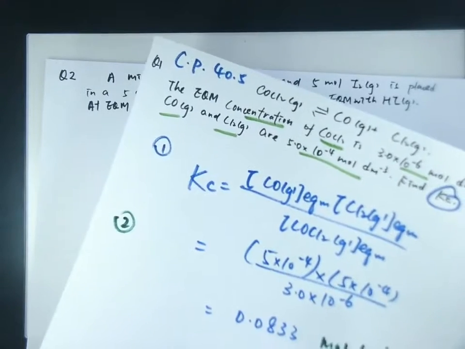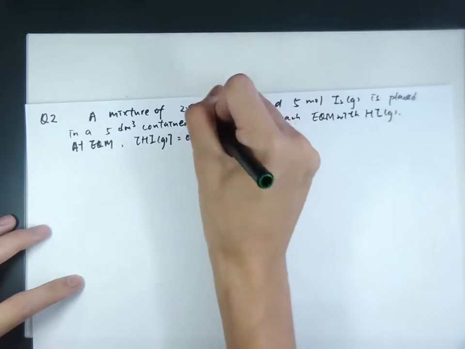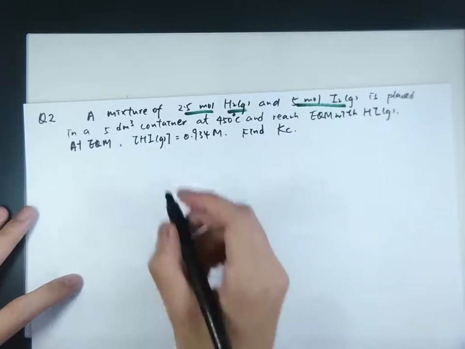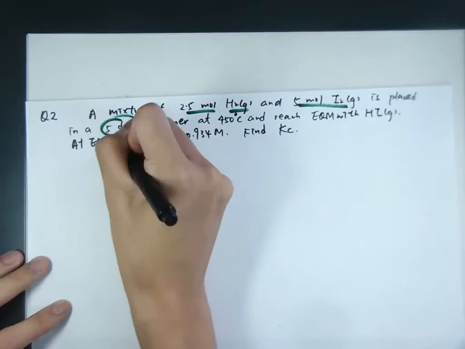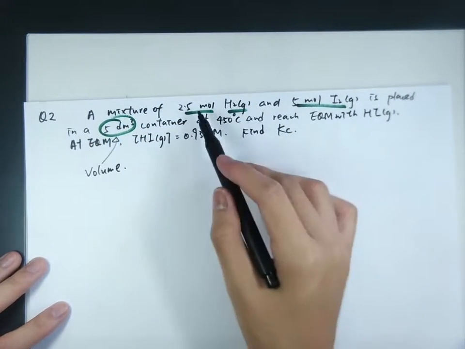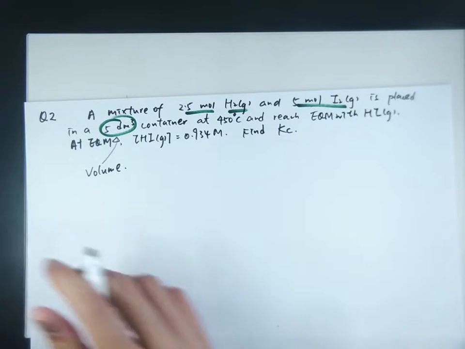So the next question is that a mixture of 2.5 mole of H2 and 5 mole of I2 is placed in a 5 dm cube. This is the volume, okay? So we have the number of moles and also the volume. So what do we find? We can find concentration, right?